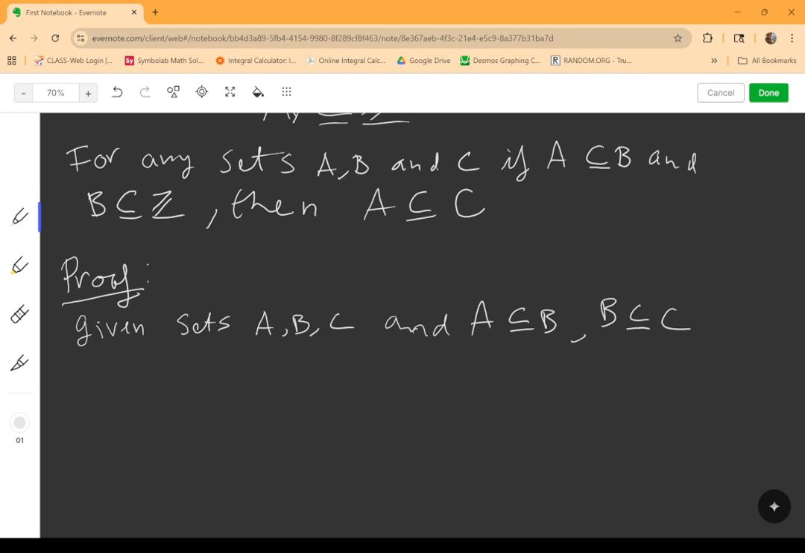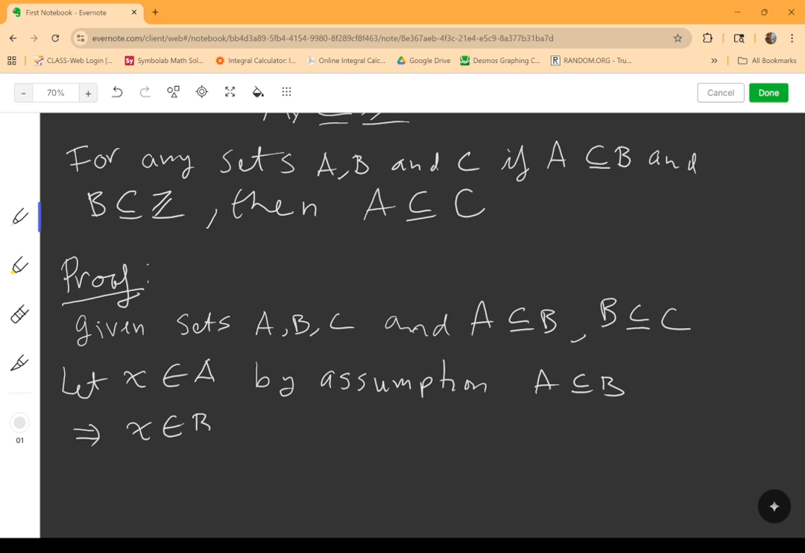Okay. So we start with the fact here. Let X be an element of A, any element of A. Now, by assumption, A is a subset of B. Therefore, we can conclude that X is an element of B. That's by our assumption.